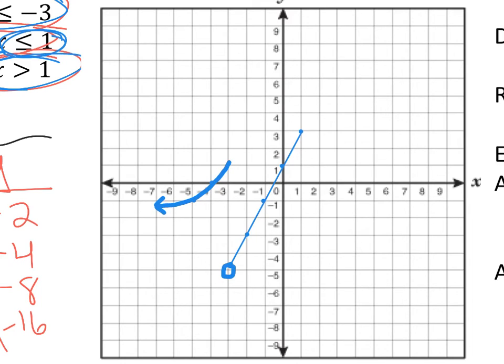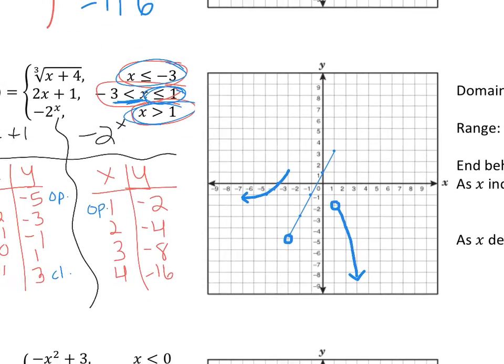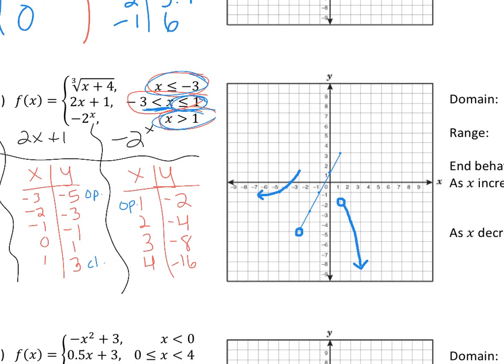Okay, our next section, we have an open circle at 1, -2. And then I have 2, -4, 3, -8, and the 4 I cannot draw. And that one continues that way.